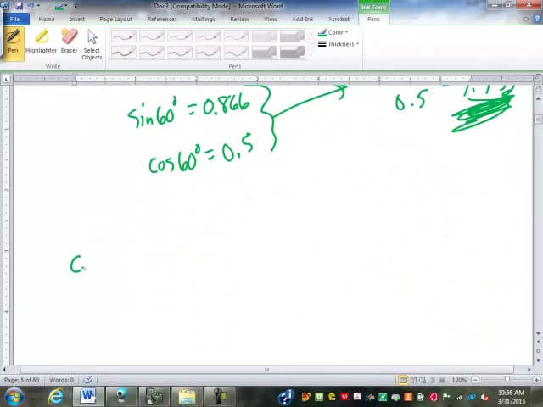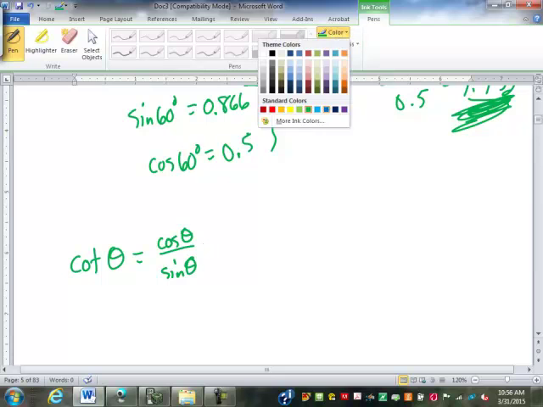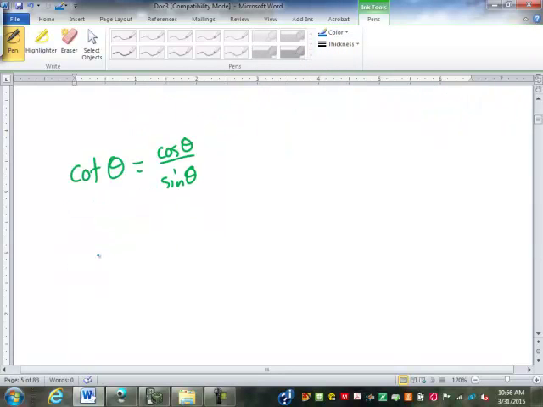How about cotangent? Cotangent, of course, is the reciprocal tangent, 1 divided by tangent. So would it make sense that cotangent is cosine over sine? Good answer. So we can find these other trig functions by these ratios.